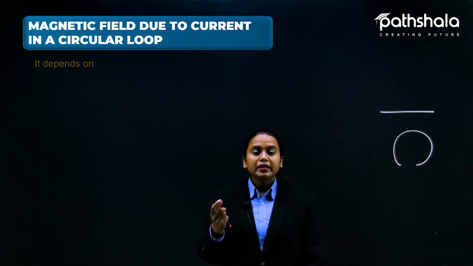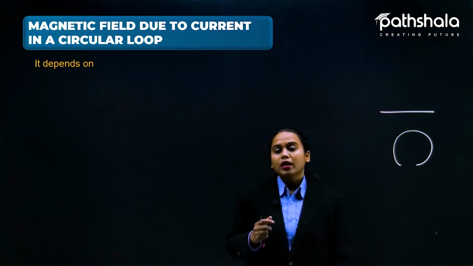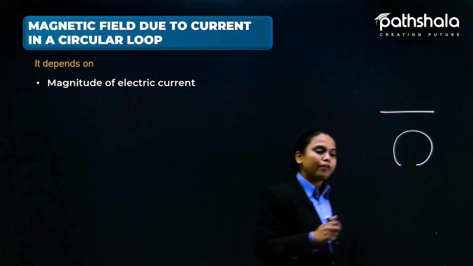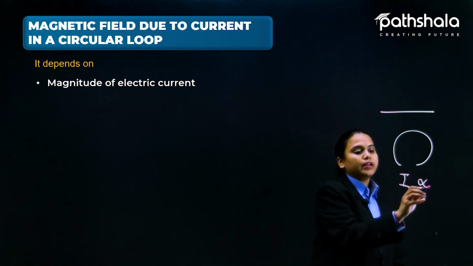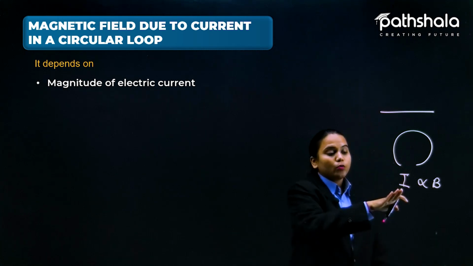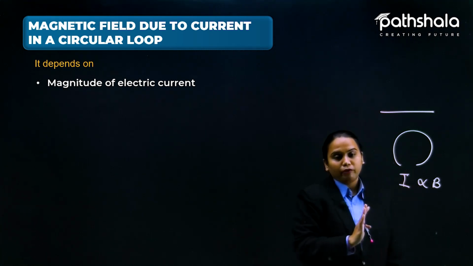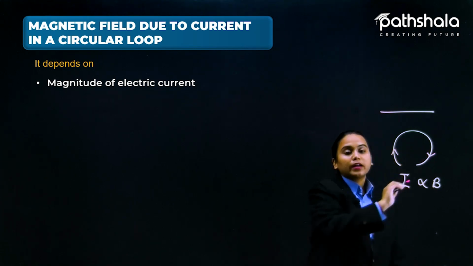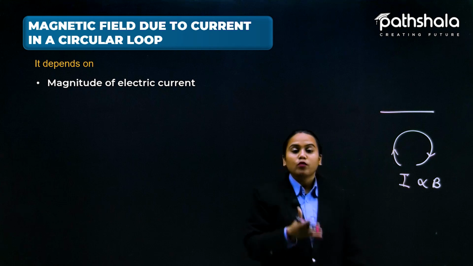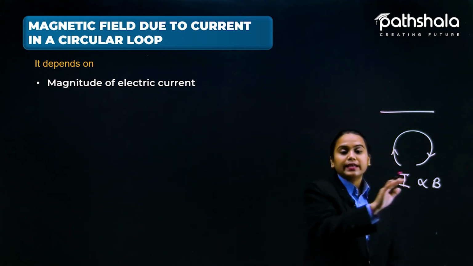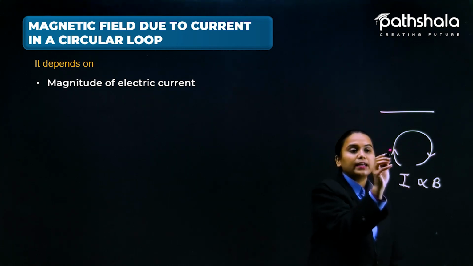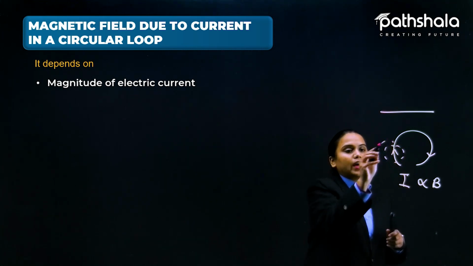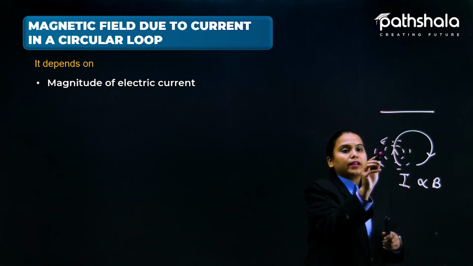Yes. So magnetic field strength depends on, number one, the magnitude of the electric current. As I have told you a lot of times, current is directly proportional to B. So the more the current, the more will be the magnetic field, and the less the current, the less will be the magnetic field. So here also, if the current value is increased, the magnetic field lines produced here will also increase. According to the right hand thumb rule, in this direction we are going to have the magnetic field.